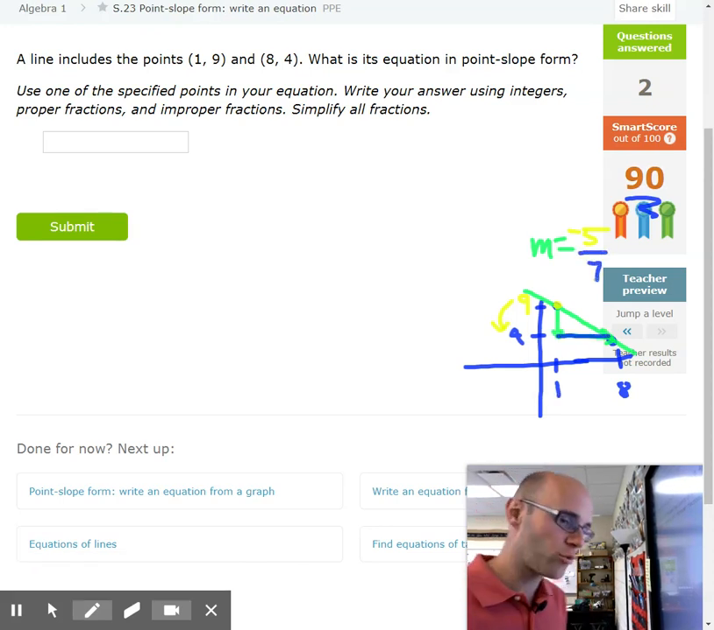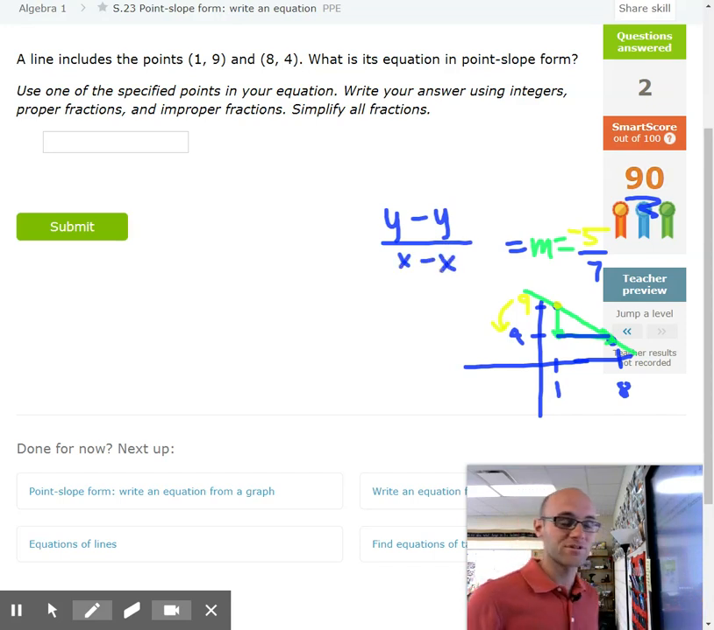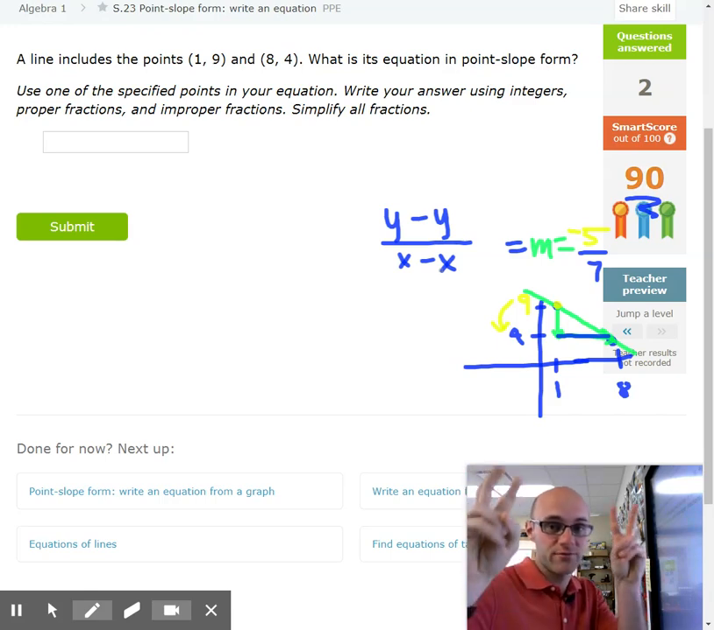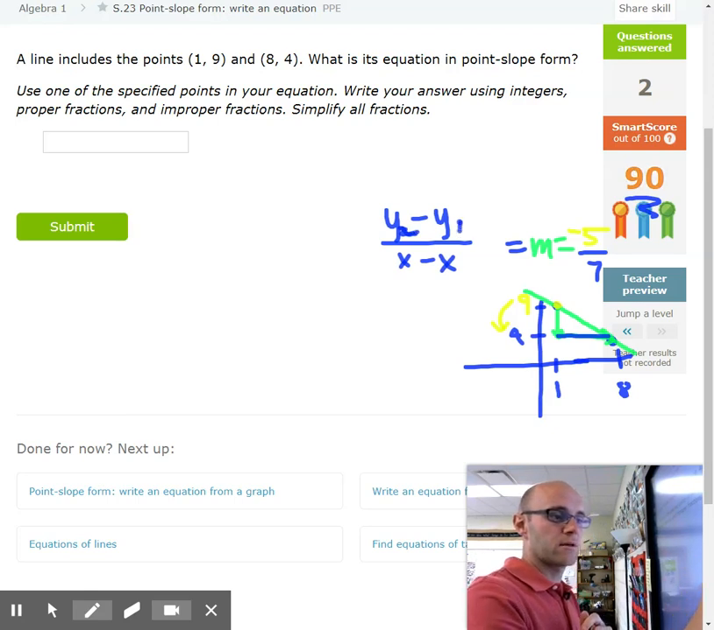And some of you that like more procedural learning, you're going to use your formula and say, well, y minus y and x minus x. And some of you would go a step further and say, yeah, but order matters. So whatever point you're choosing as your second point and your first point, you've got to go with the same order. So y2 minus y1 and x2 minus x1. That's supposed to be a 2 there.